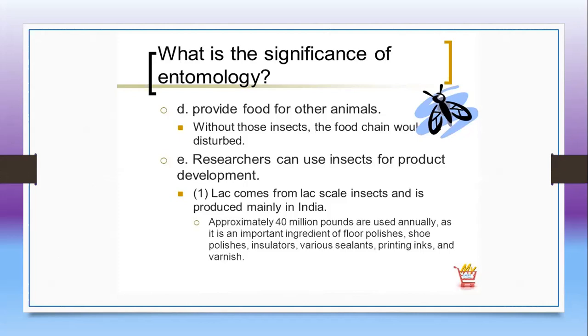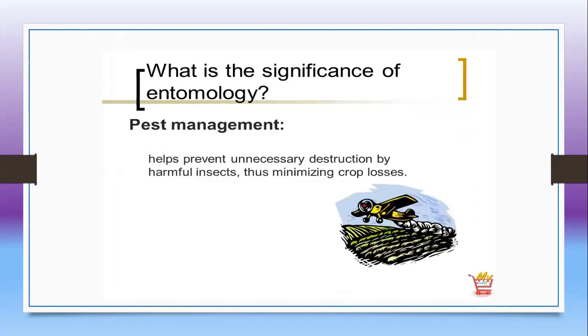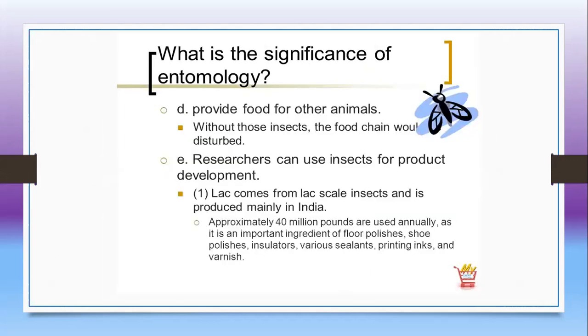varnishes. These products are used every day, for construction purposes, for building purposes, for daily use, and for human anthropogenic uses. And so lac is a product which comes from an insect. So what are the other products which come from insects other than this?